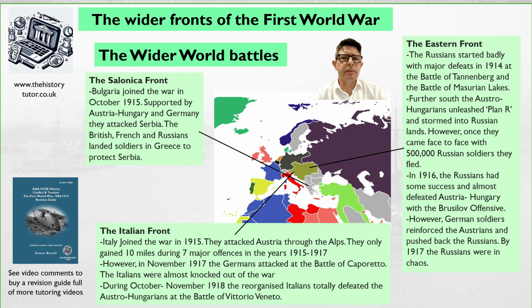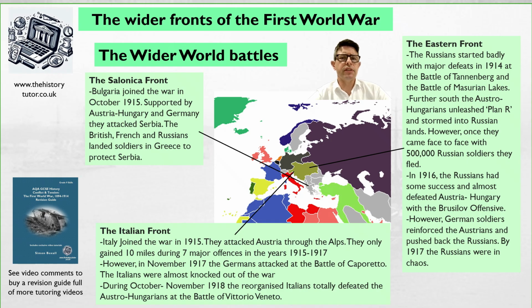However, in November 1917, the Germans led a huge attack against the Italians at the Battle of Caporetto, and the Italians fled in disarray and were almost knocked out of the war. They then reorganised themselves, and in October to November 1918, they attacked the Austro-Hungarians and defeated them at the Battle of Vittorio Veneto, and the Austro-Hungarians were knocked out of the war.